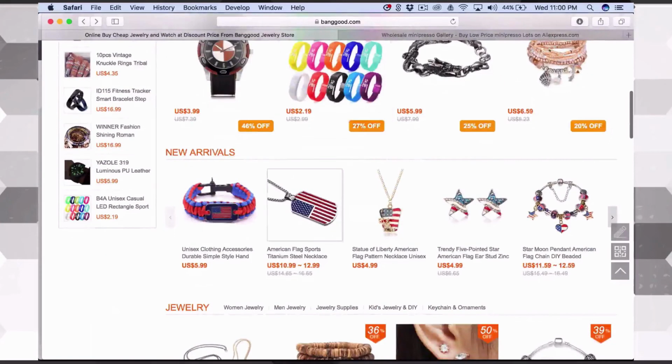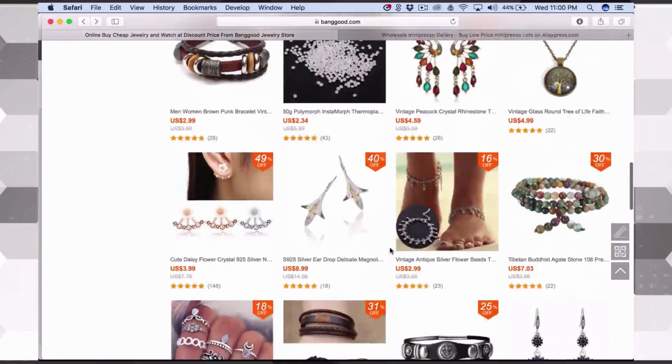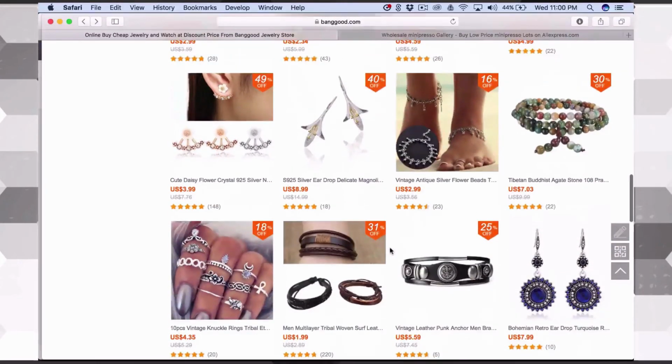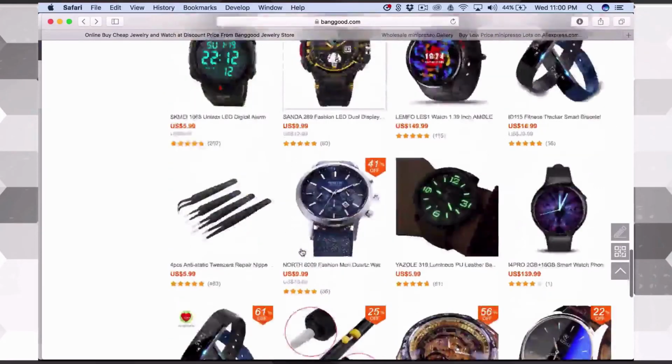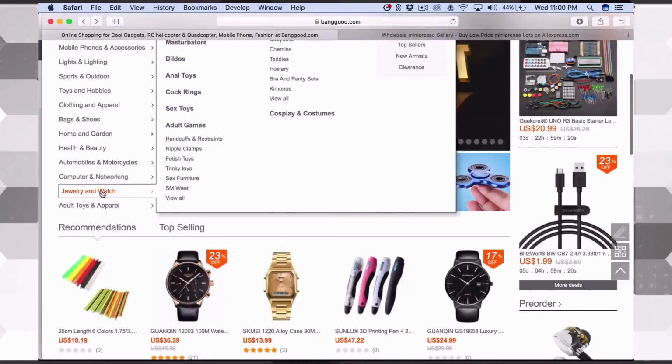So these American flags are really cool. People love to show off their patriotism, so we can definitely sell some stuff like that. All these little bracelets, you can get some ideas for free plus ship offers. But you have to look, right? That's the whole point of this.